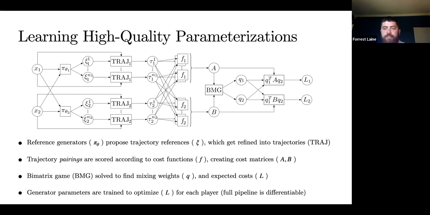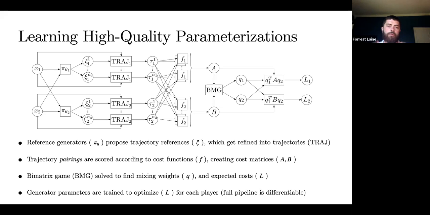Now, the key insight to this whole pipeline is that we can differentiate through every single step in this pipeline. What that means is that we can go from the resulting cost that we see from solving this at the end, these are the L losses that we get, and we can backprop that signal all the way to our generators, the pi theta 1 and pi theta 2, so that we are always improving how we propose those candidate goals.